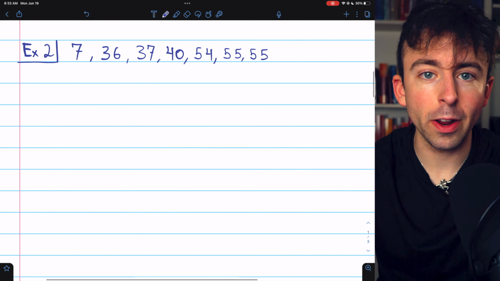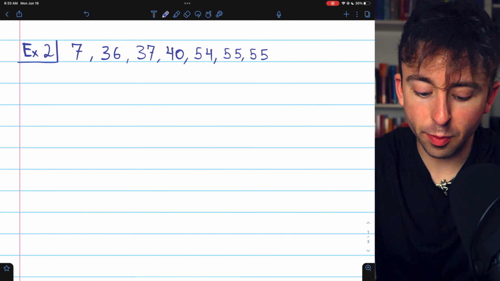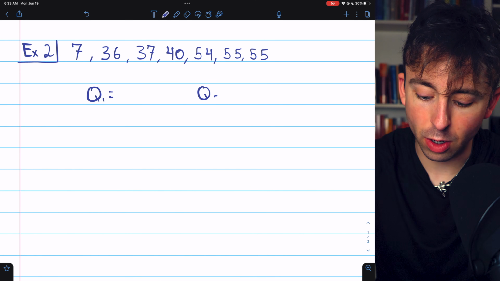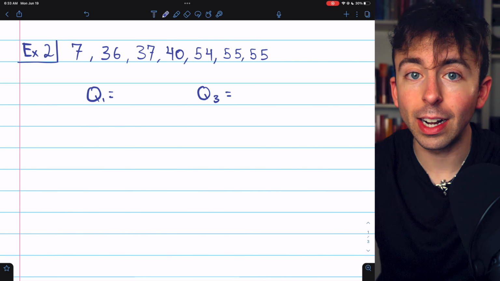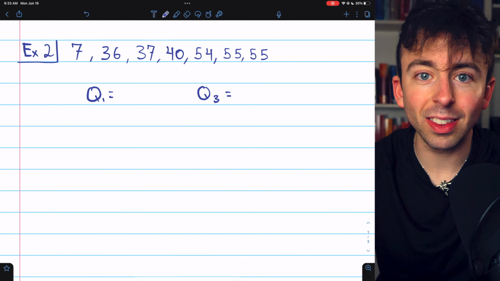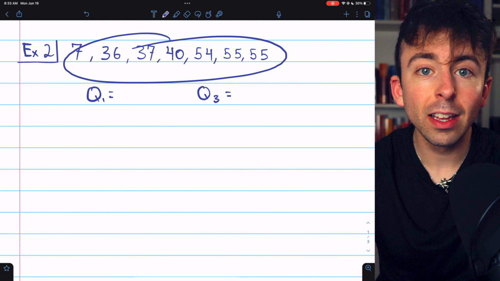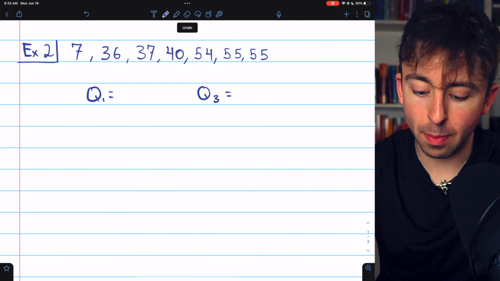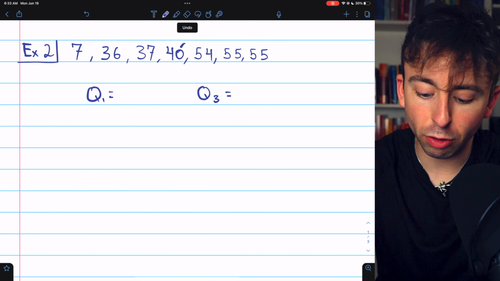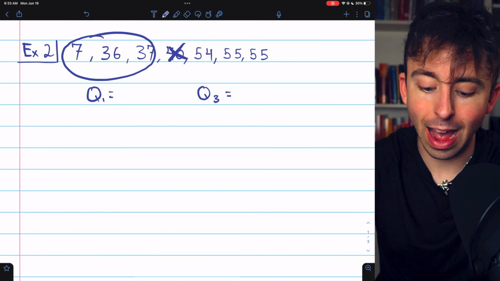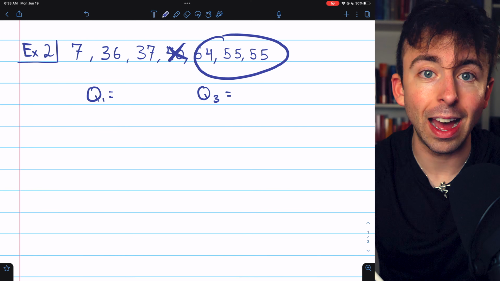Maybe you want to give it a try yourself. I'll go through it now. To find the interquartile range, we first need to find Q1 and Q3. That's the median of the lower and upper halves of data, so we need to split the data in half. In this case, we have 7 data points, so there is a number in the middle. The number in the middle is 40, so we just split the data across 40. That gives us this lower half of data and this upper half of data.